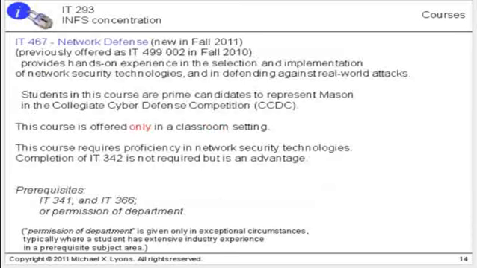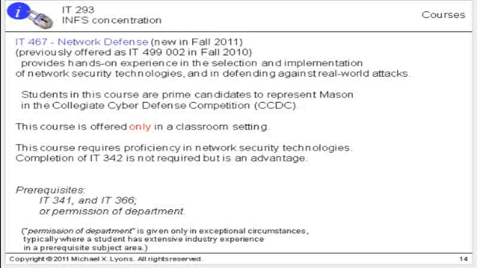Starting fall of 2011, we've got a new course we're calling IT 467 Network Defense. We've run it once before when it was called IT 499 Section 2. It was a special topics, kind of an experimental offering. That's now finalized into this IT 467. Whereas 466 is a theoretical analysis of some technologies, this course is very much hands-on experience.